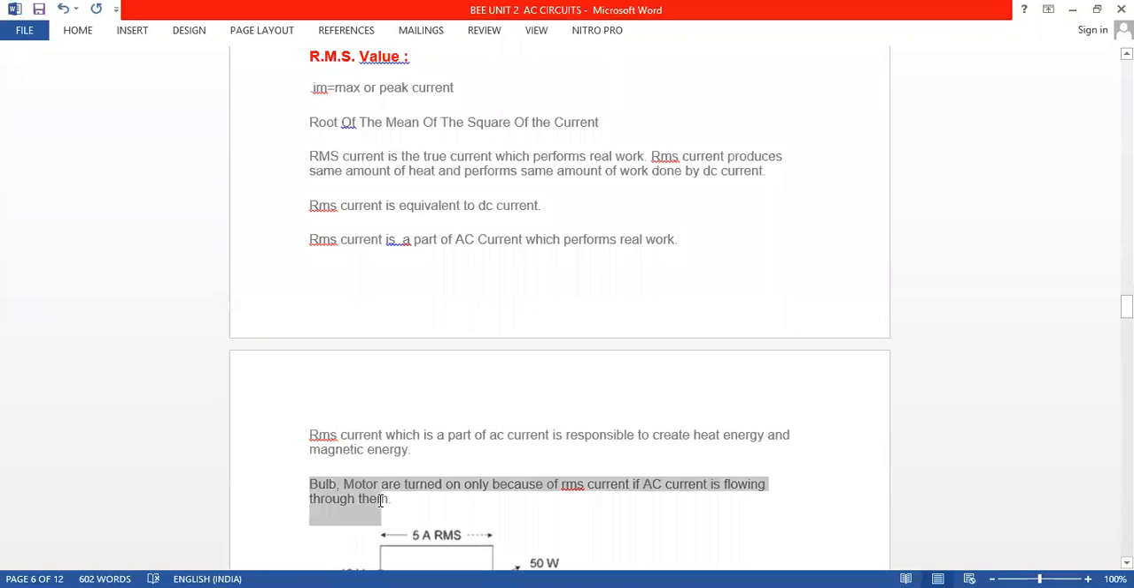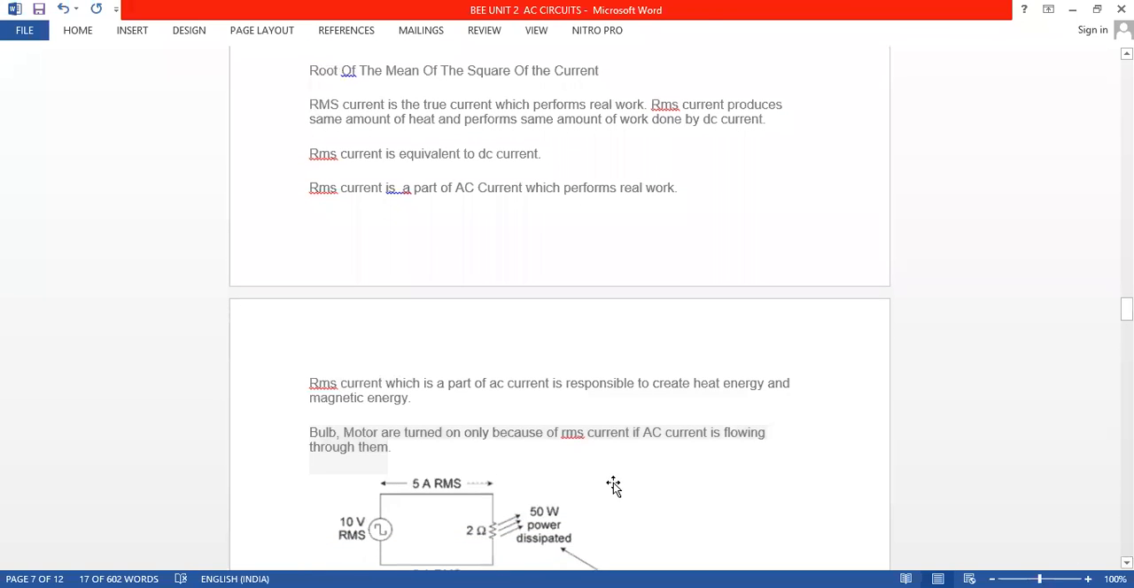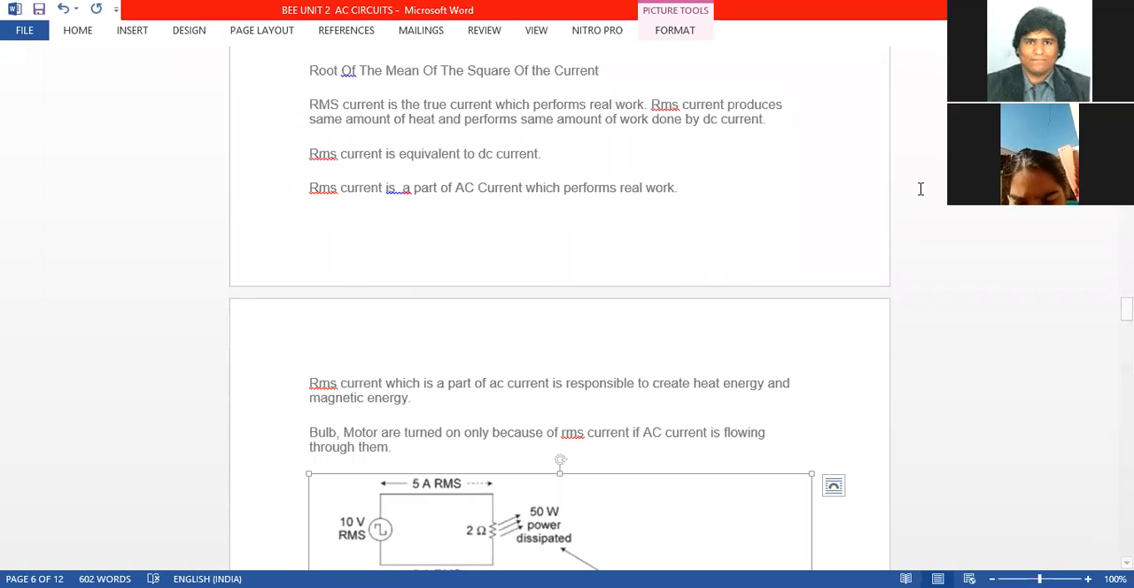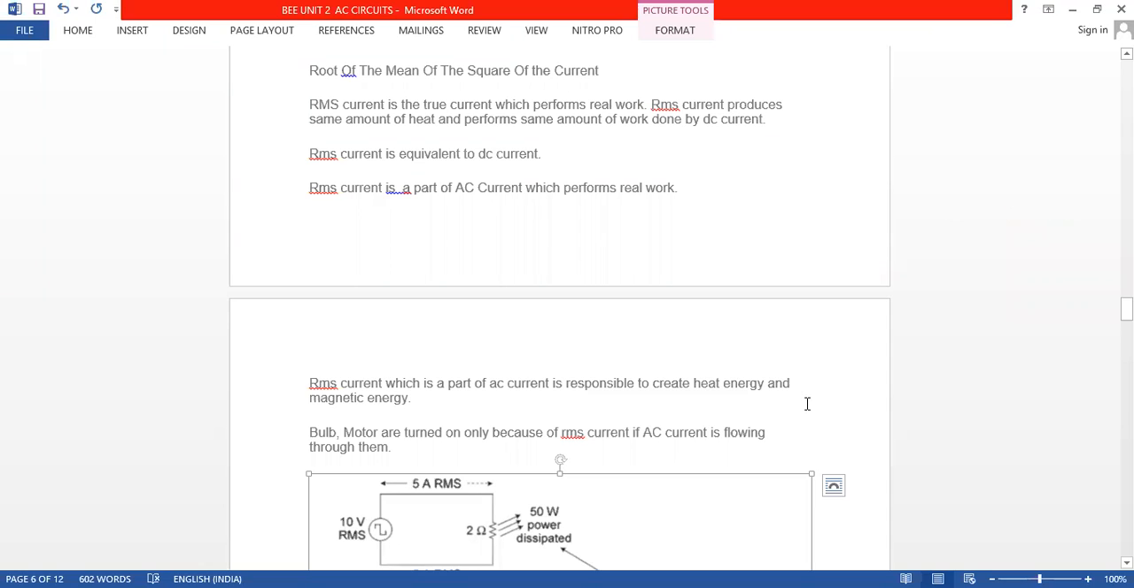Now one student read what we have written here. Bulb, motor. Bulb turned on only because of RMS current if AC current is flowing through them. Now remember all of you, AC current means we get positive half and negative half. Whenever that current is flowing through the bulb, the RMS current, which is a part of AC current, is only responsible to turn on the bulb. Understood all of you?